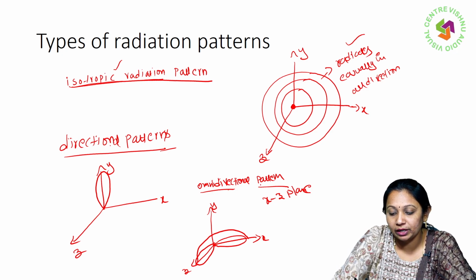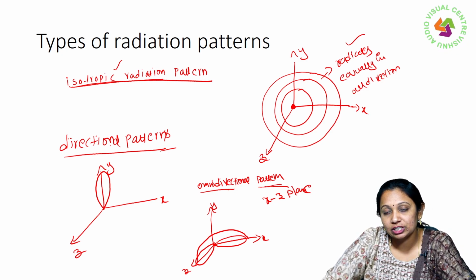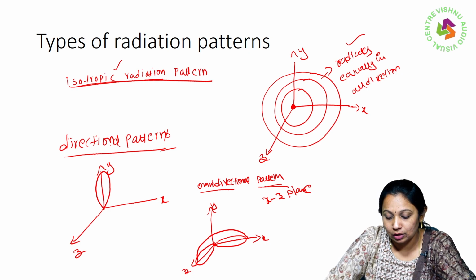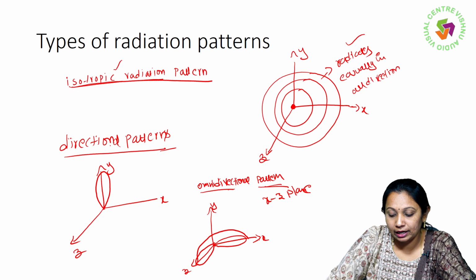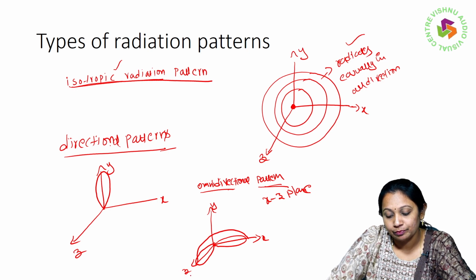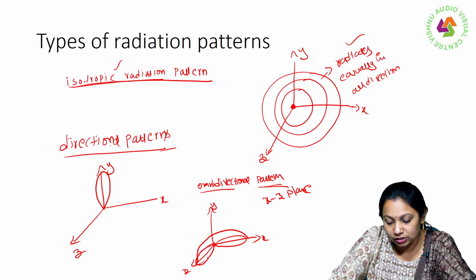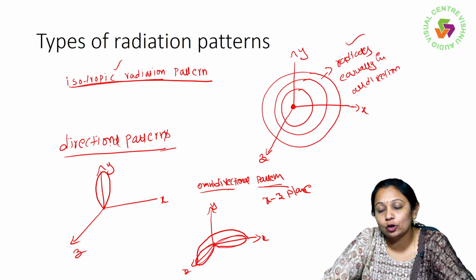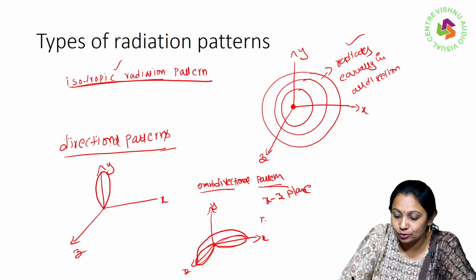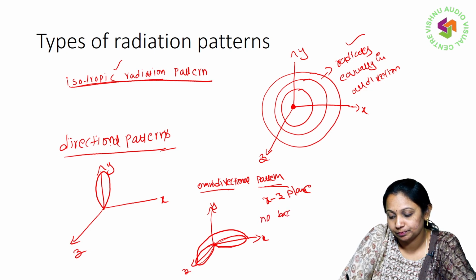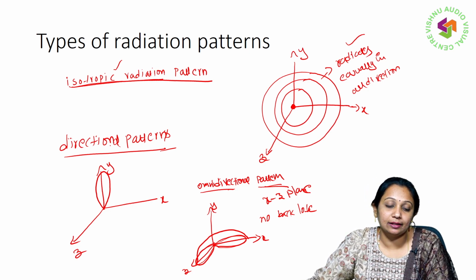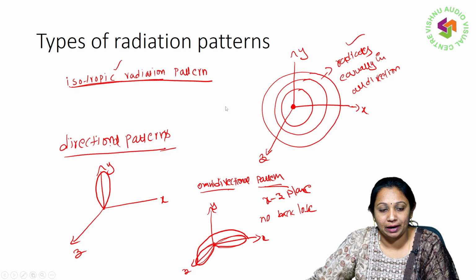Next, coming to the omnidirectional pattern, here the radiation direction is along a plane. Like we have seen, if the radiation is along the x and z plane, the major lobe directions are towards z and towards x. That means in omnidirectional there is no back lobe concept. So these three are the types of radiation patterns.